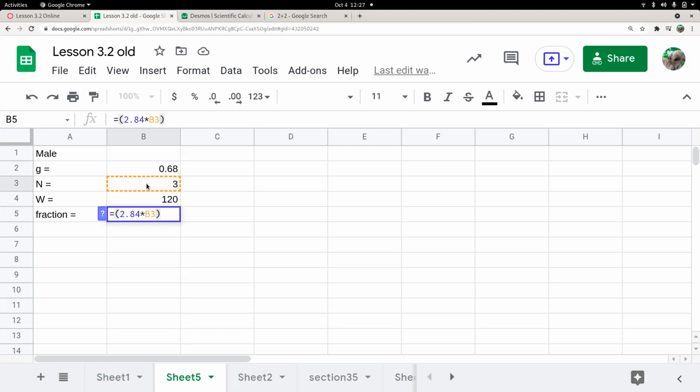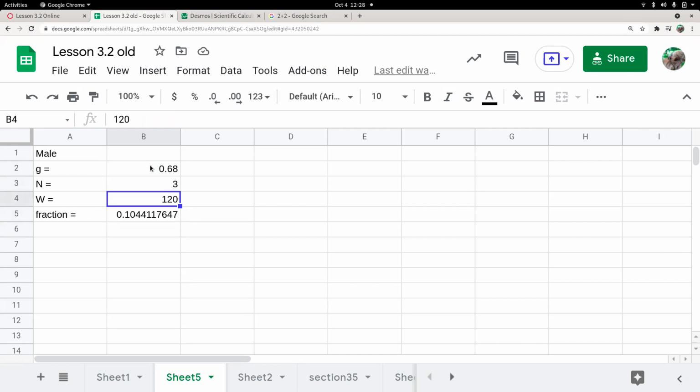Close the numerator, divide, and my denominator, remember, is the weight times the gender factor. So instead of typing the weight 120, I'm just going to click on the weight. Do times, important, you got to have the times, and then click on the gender factor. Close the parentheses.